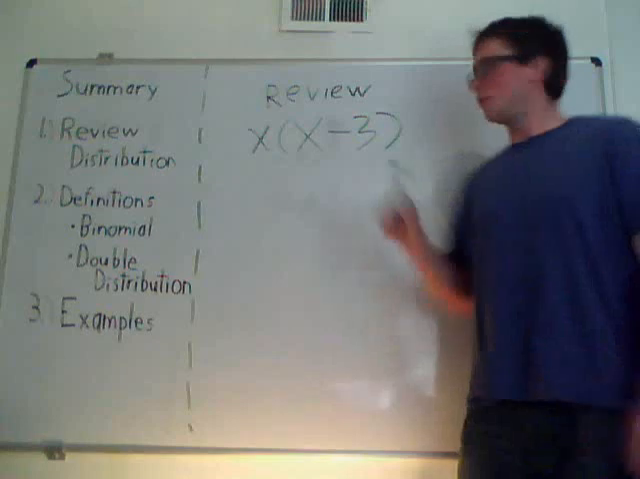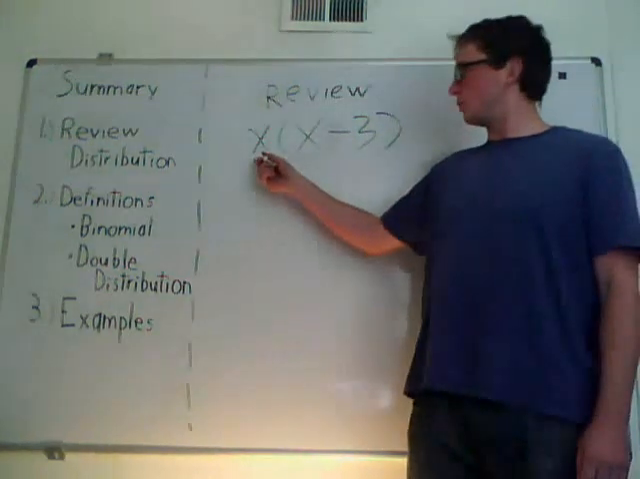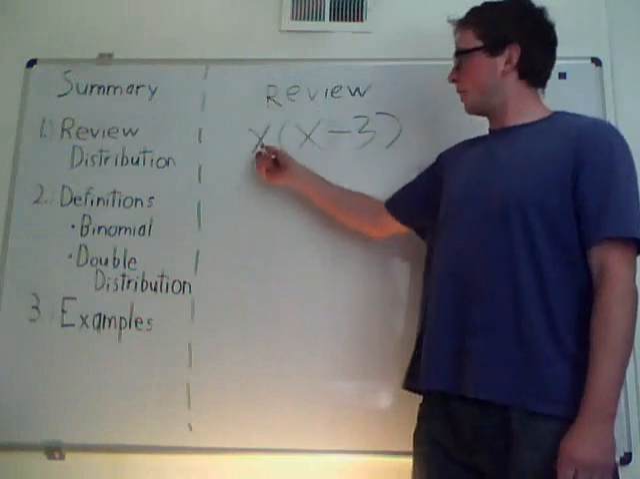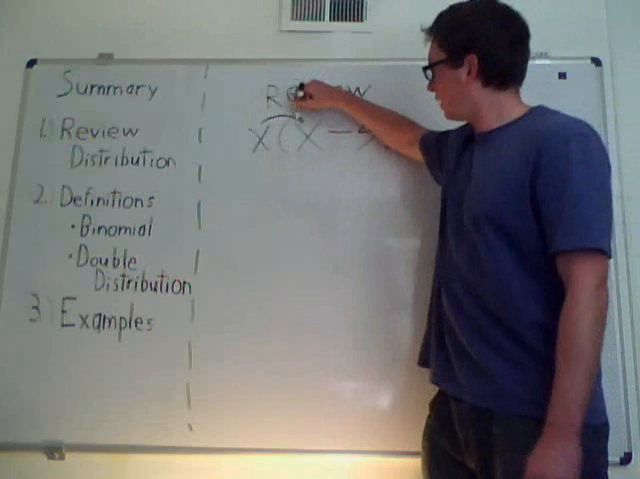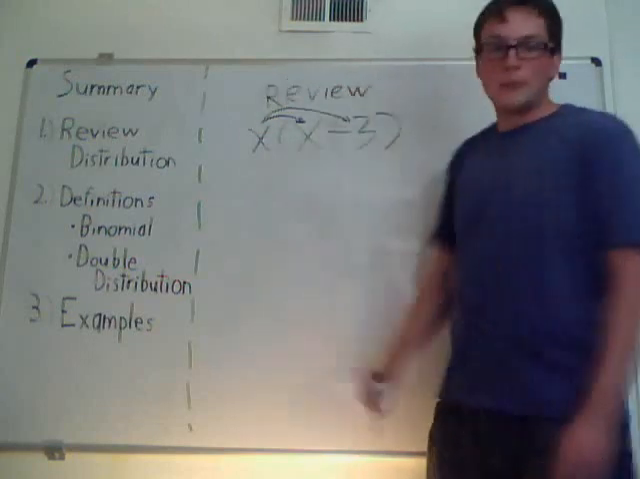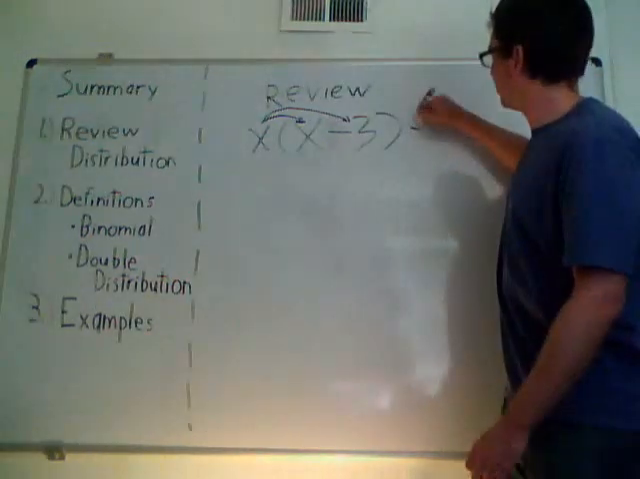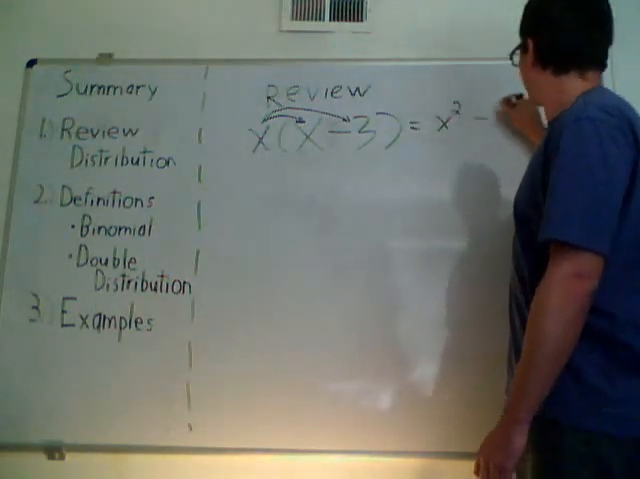Okay, so let's go ahead and work this one out. Just like John was doing earlier, we're going to multiply this x into our parentheses. So x times x, and we multiply our x times our negative 3. And so this is equal to x squared minus 3x.